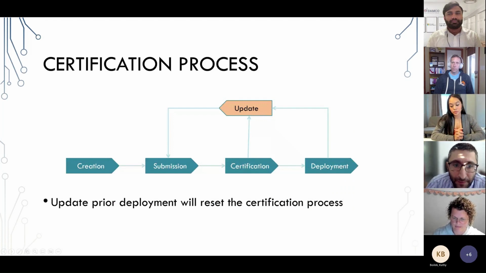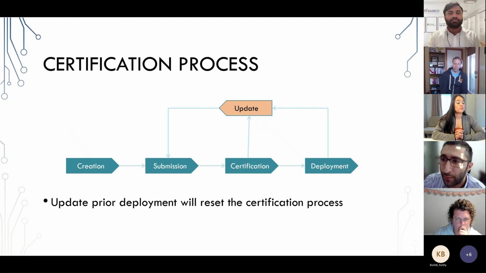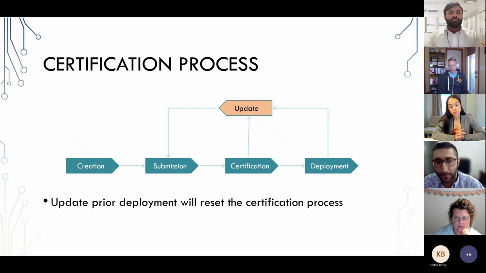And now, this is a very good point, and I think all partners should be aware of this. We allow updating the connector during the certification process and after it gets deployed, of course. But any update during the certification process will reset the process to the beginning. You will go back to the first step where you need to submit a pull request with your updated artifacts.